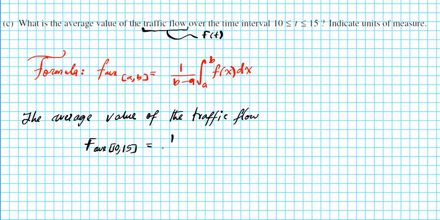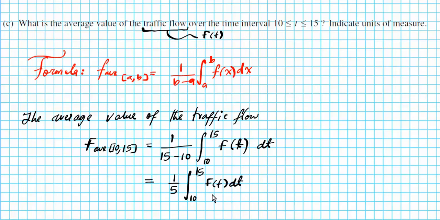So we're going to look at 1 over b minus a, which is 1 over 15 minus 10, times the integral from a to b, 10 to 15, of the function. The integrand in this case is the flow rate function, the traffic flow function, uppercase F of t dt. Before I enter this into my calculator, let me simplify this fraction: 1 over 5 times the integral from 10 to 15 of F of t dt, okay? Now let's input this expression into our calculators.